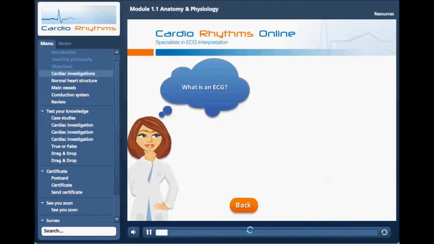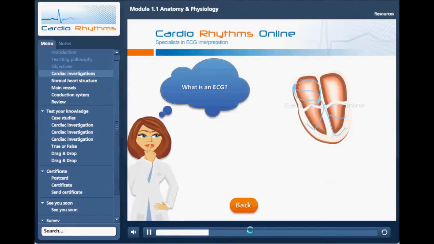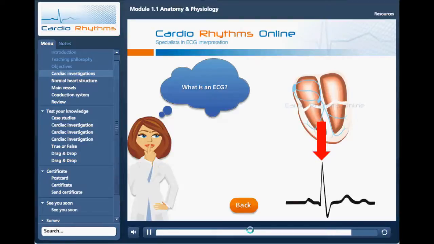Here we have a diagram of the electrical conduction system. This is the power supply, if you like, which flows within the structure. This is not visible to the naked eye, and nor is it visible on ultrasound or an angio, and thus we assess the electrical system by means of an ECG. This investigation is the main tool for assessing electrical abnormalities.